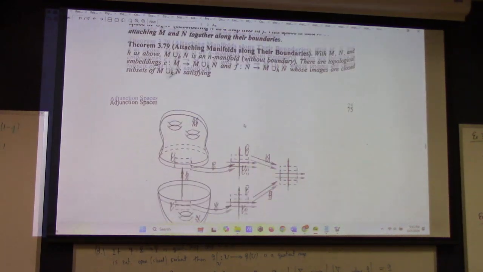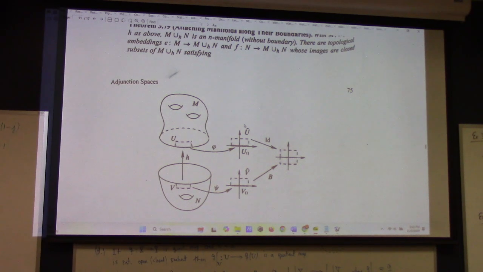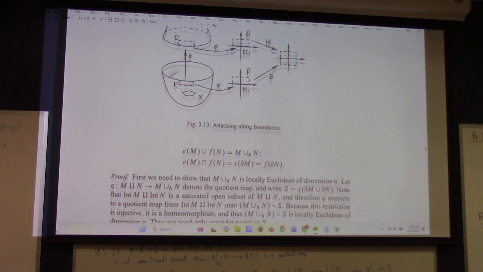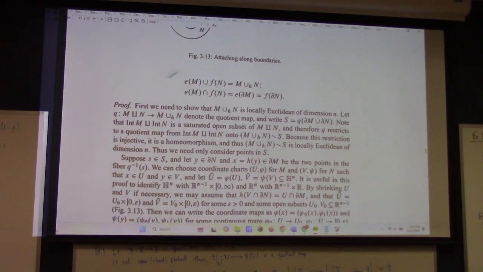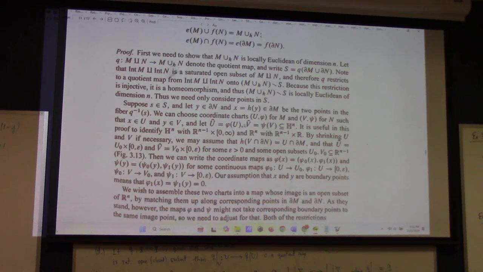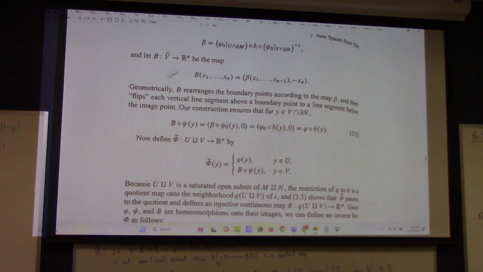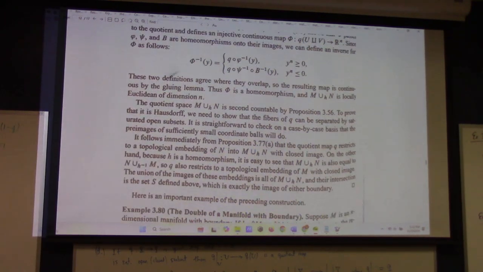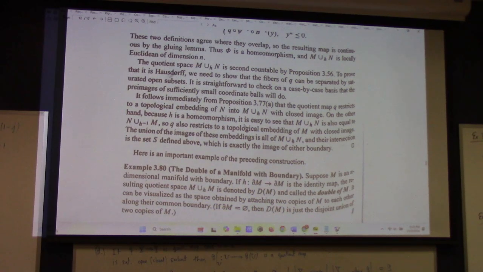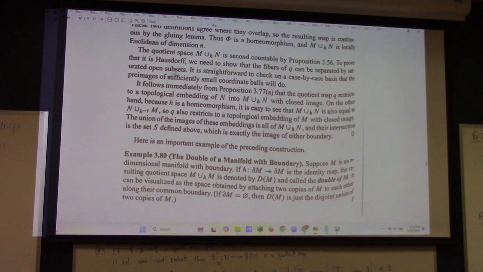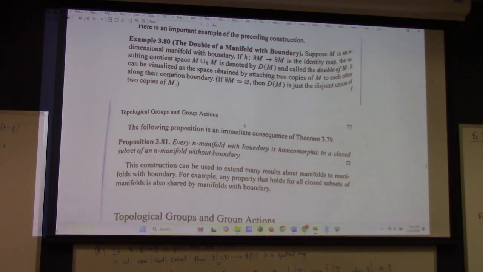Now, to prove that, you have to actually sort through how the boundary charts work together. There's about 2 pages of boundary chart finagling, which is not the point of this course. But yeah, you can do that. So I think that's kind of neat. That's called the double of a manifold. So if you know that, then you can say this: every n manifold with boundary is homeomorphic to a closed subset of an n manifold without boundary.